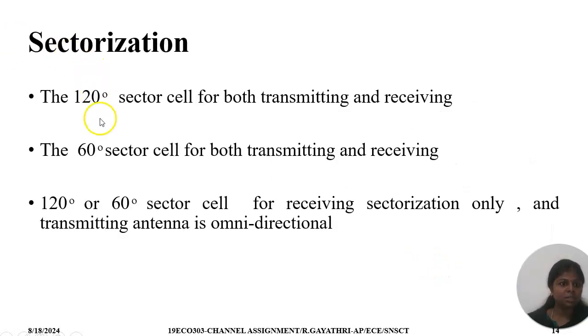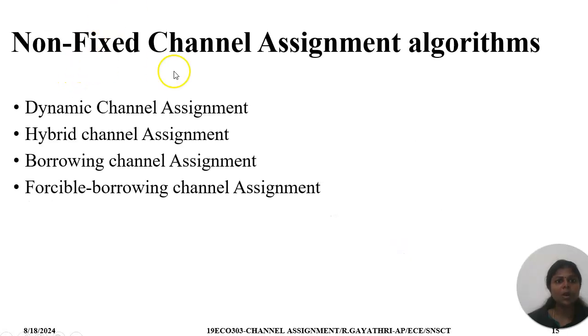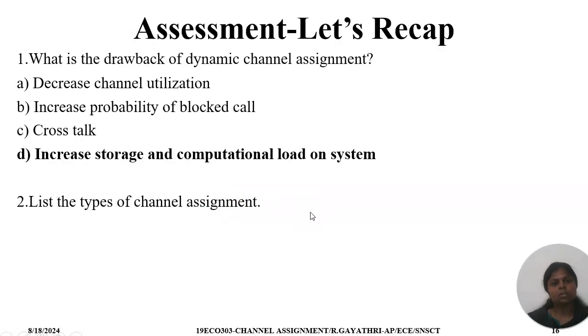For sectorization, we use 120 degree sector cells for both transmitting and receiving, 60 degree cells for both transmitting and receiving, and 120 or 60 degree cells for receiving sectorization only, where the transmitting antenna is omnidirectional. By these three cases we can use sectorization. The non-fixed channel assignment algorithms are dynamic channel assignment, hybrid channel assignment, borrowing channel assignment, and forcible borrowing channel assignment.